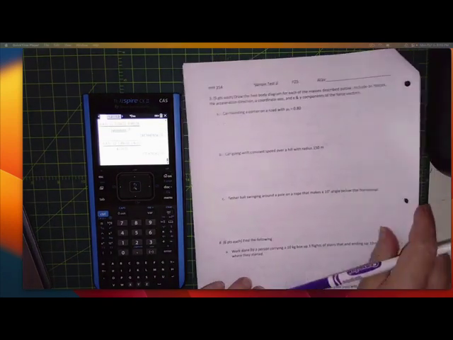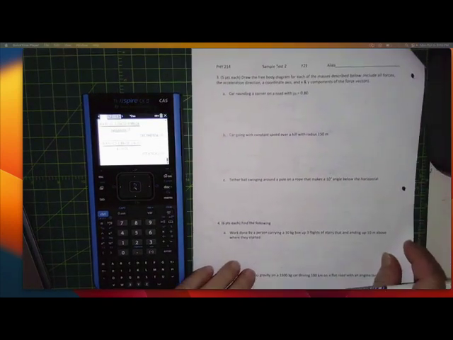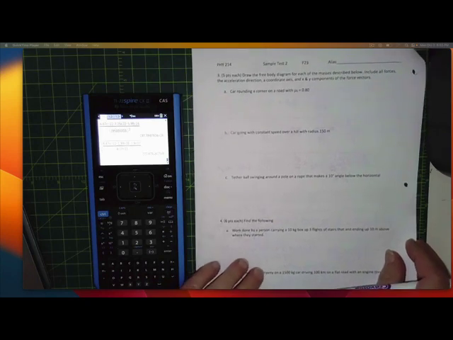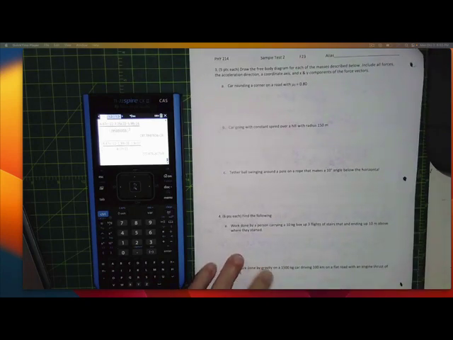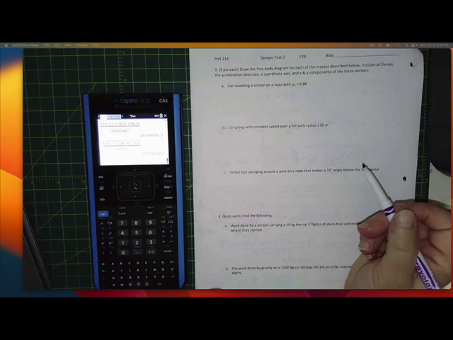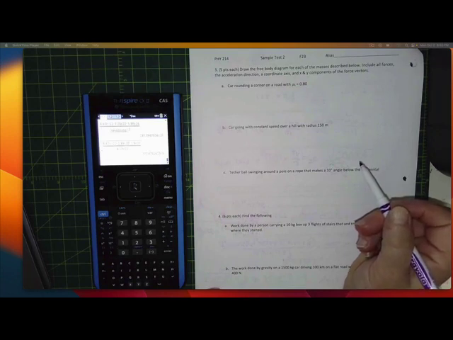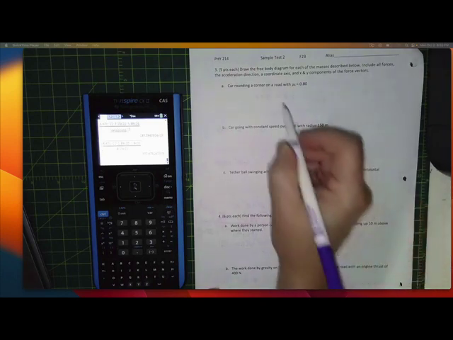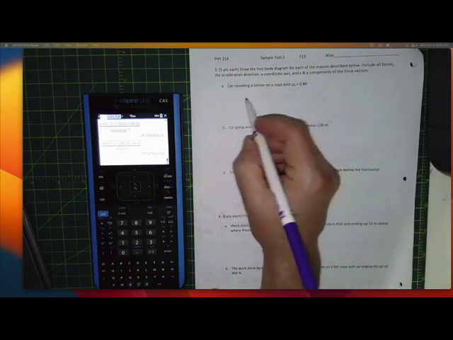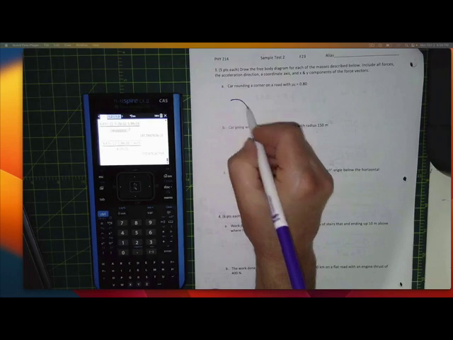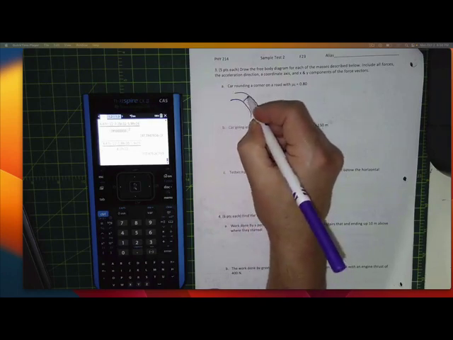Get this here. Page 2. Free-body diagram for each of the masses below. Include forces, acceleration, direction, coordinate axes, and x and y components of vectors. All right, a car rounding a corner on the road with mu sub s equals 0.8. So we've got a car going around a corner.